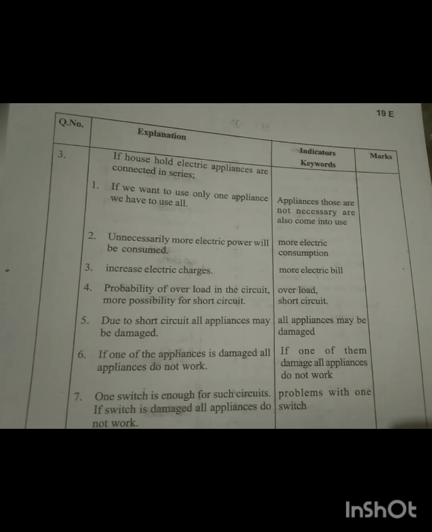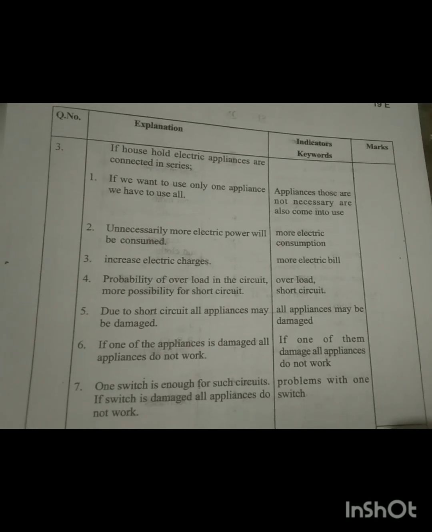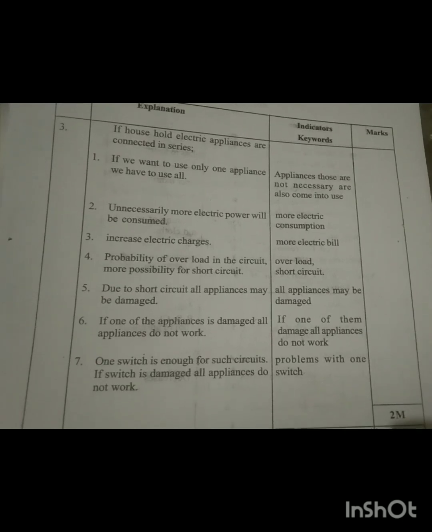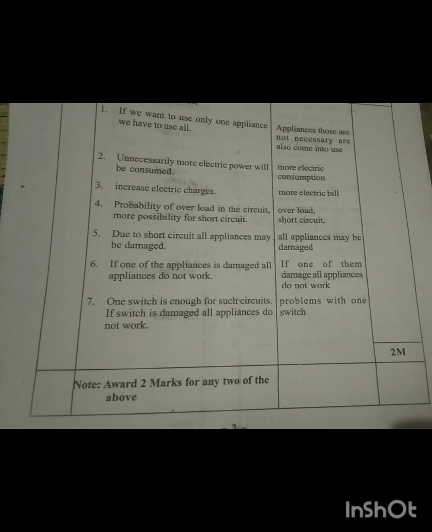Now coming to third question, why household electrical appliances are connected always in parallel? Reason: if household electrical appliances are connected in series, if we want to use only one appliance, we have to use all. Unnecessarily more electric power will be consumed, increasing electric charges. Probability of power load in the circuit is high, more possibility for short circuit. Due to short circuit, all appliances may be damaged. If one of the appliances is damaged, all appliances do not work. One switch is enough for such circuits. If switch is damaged, all the appliances do not work. So we need to award 2 marks for any two of the above.